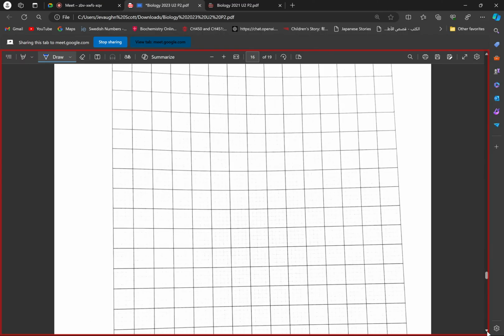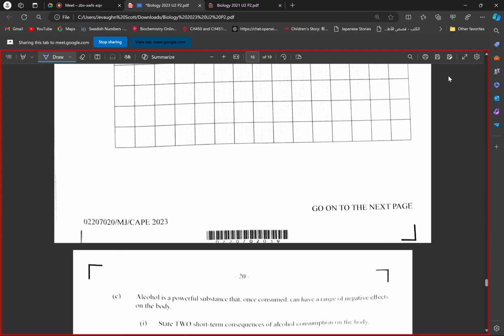Why is there a graph? No, that's not a graph. Is that a graph? It looks like a graph.